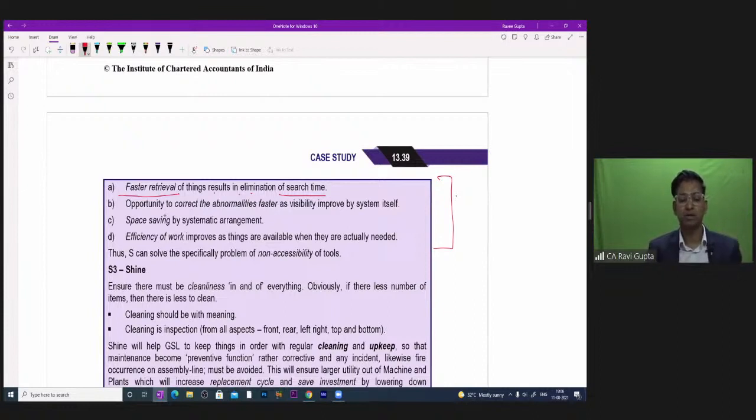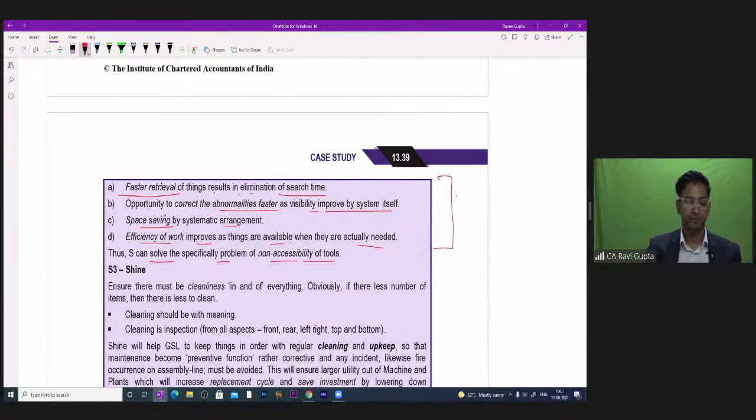Number two, opportunity to correct the abnormalities faster as the visibility improves by the system itself. Definitely there will be an opportunity to improve the system itself. Space saving by the systematic arrangements. Efficiency of the work improves as the things are available when they are actually needed. Thus, S2 can solve the specific problem of non-accessibility of tools.